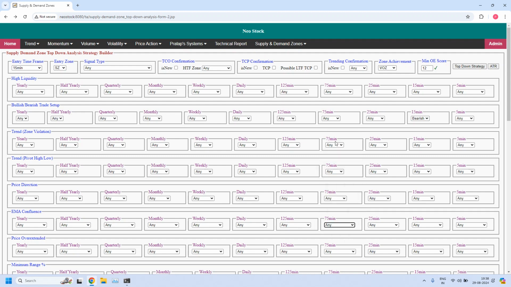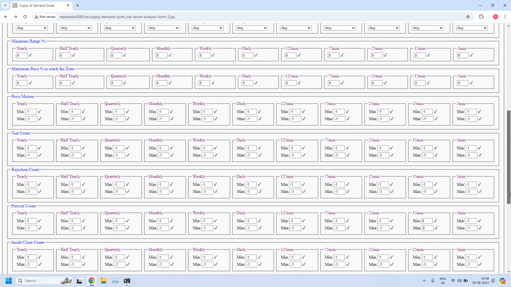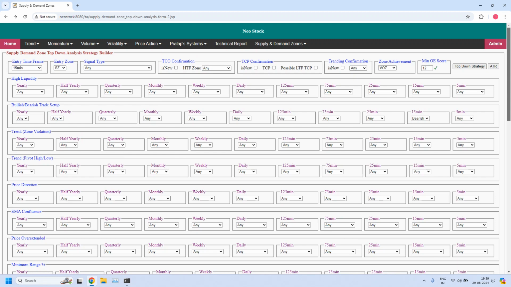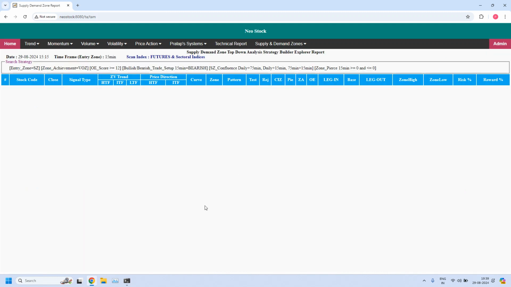Let's verify whether those stocks are having even HTF confluence. The 15-minute supply zone with daily supply zone is enabled, and also 75 and daily is also enabled. That means the 15 minutes, 75 minutes and daily, all the three should have overlapped with each other. So no stocks are having a HTF confluence.